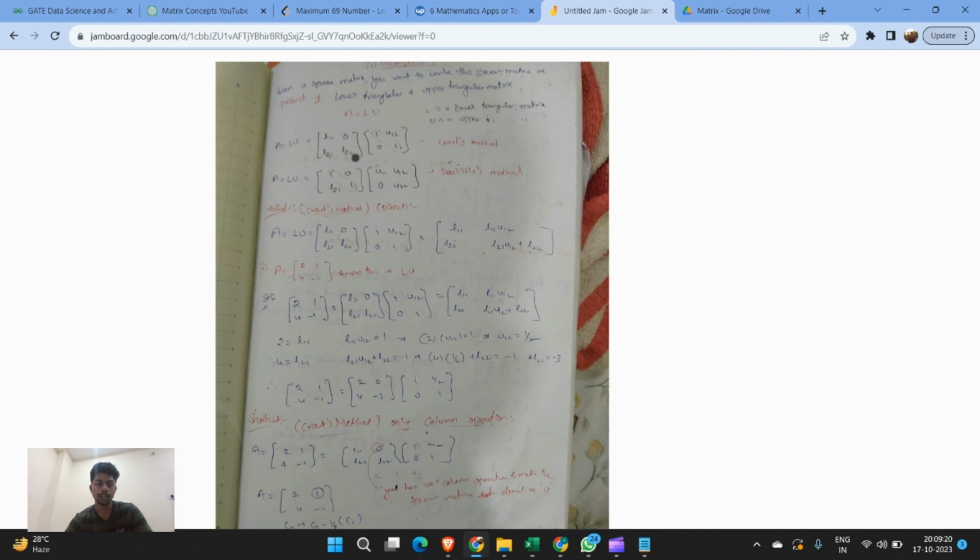If you consider lower triangular, the elements present above the diagonal are zero. So consider this 2 by 2 example. This is the diagonal. Whatever elements are present above the diagonal are zero, then it is known as lower triangular. And if it is upper triangular, the elements present below the diagonal are zero, then it is known as upper triangular.